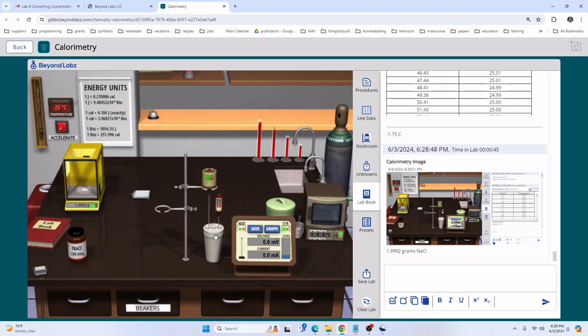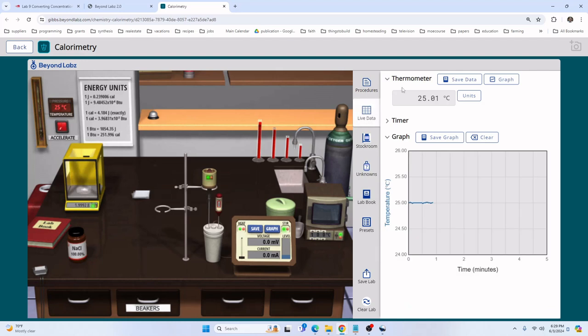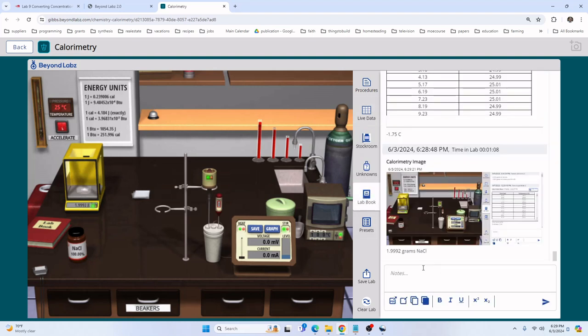Our calorimeter contains 100 milliliters of water. We're going to start under our live data. We're going to wait for the temperature to equilibrate for about 30 seconds. And it has. We're going to put our initial temperature into the lab notebook. Let's say Ti equals 25.00 degrees C.